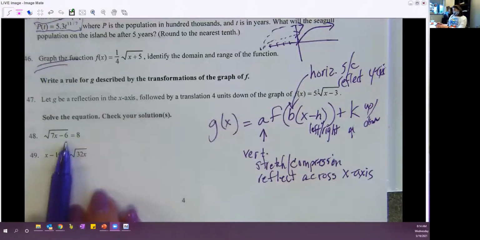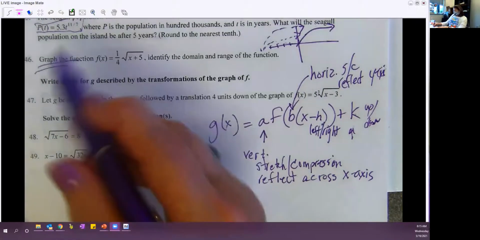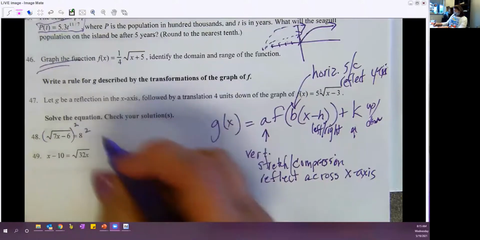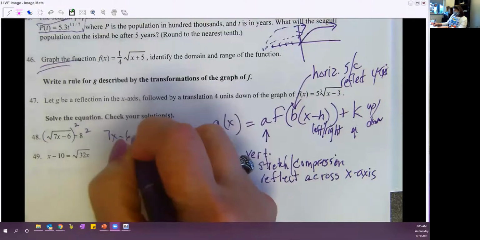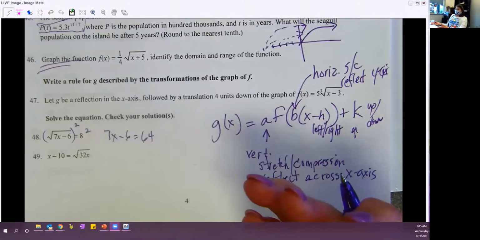Then solving, just follow your rules. These are the same things you learned in Algebra 1. So I've got a square root, so I have to square both sides. So then I get 7x minus 6 equals 64. And then you just finish with your normal algebra stuff.